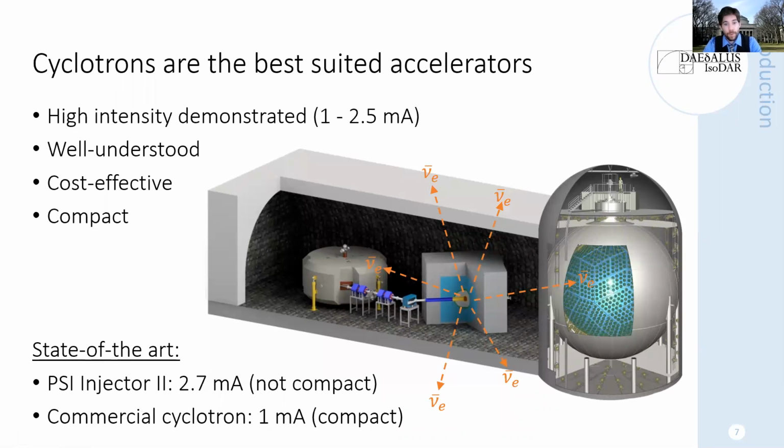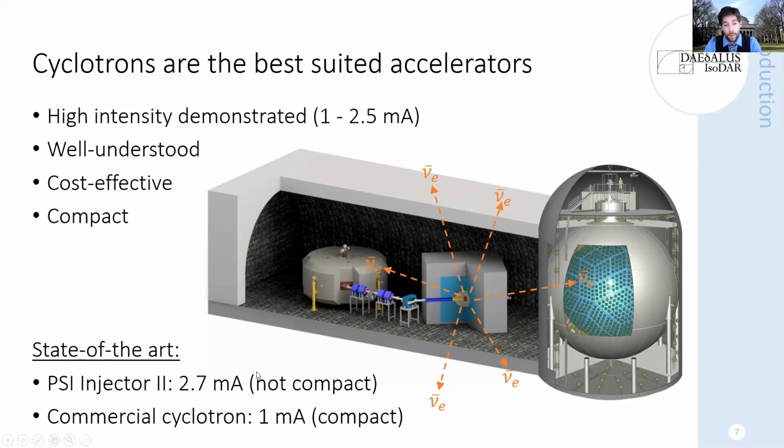All right, so how do we produce this 60 MeV proton beam? And this is really the meat of the talk, right? The cyclotron we have determined is the best suited accelerator for this. They have demonstrated very high intensity for a compact accelerator system. The state of the art here is, of course, PSI Injector 2 with 2.7 milliamperes of protons coming out.